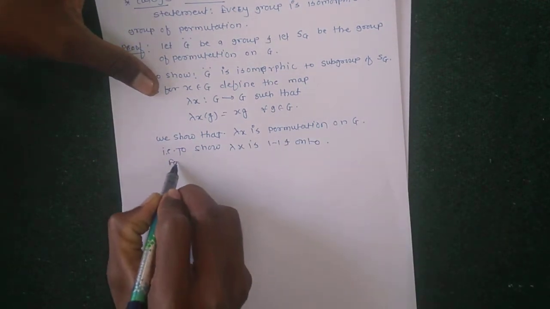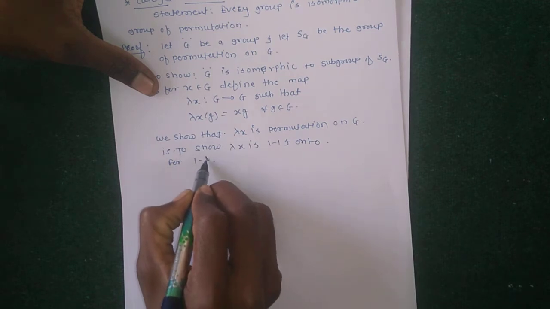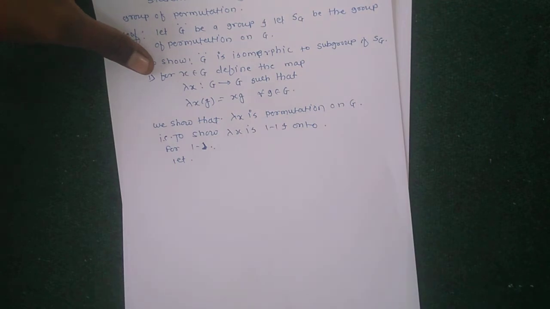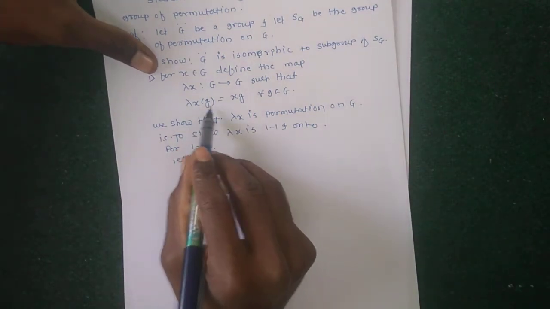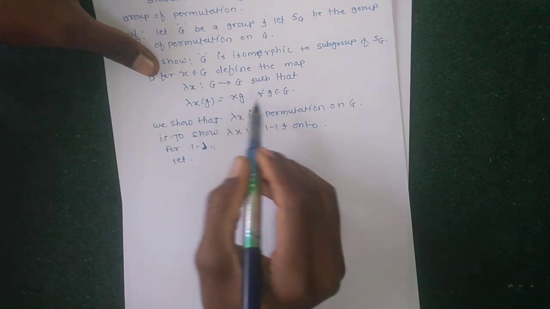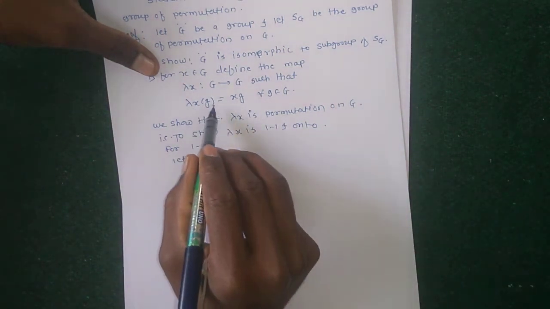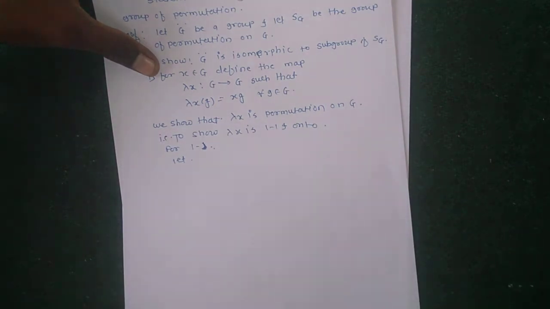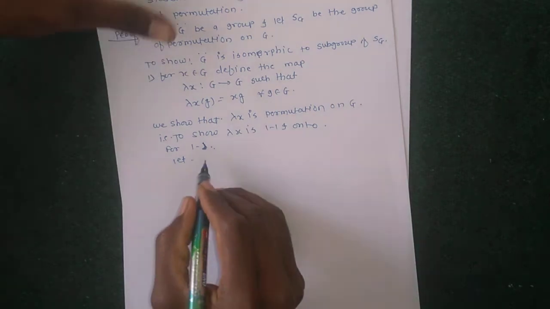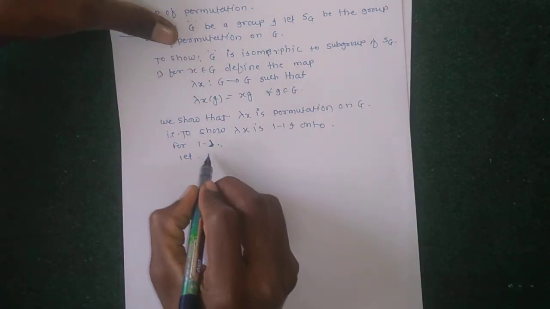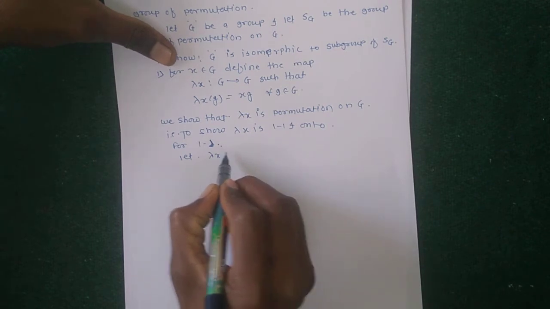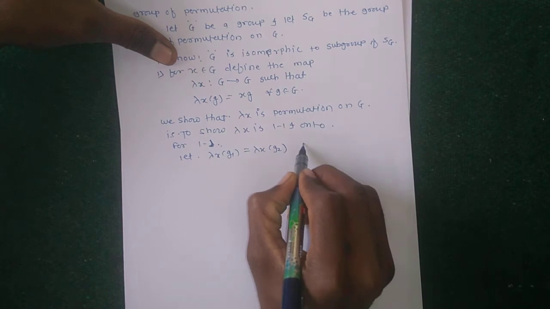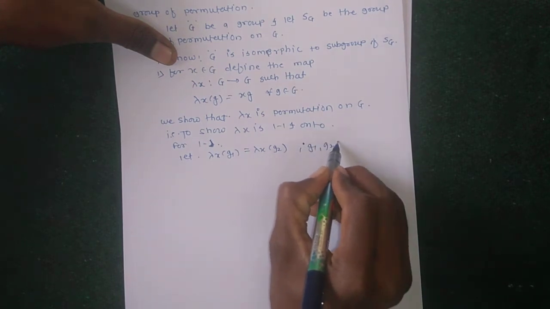Okay, for one-one, how do we show it? What is the definition of one-one? If we choose lambda_x(g1) = lambda_x(g2), then we show that g1 = g2, or if lambda_x(g1) is not equal to lambda_x(g2), then we show that g1 is not equal to g2. Okay, so here let lambda_x(g1) = lambda_x(g2), where g1, g2 belong to G.